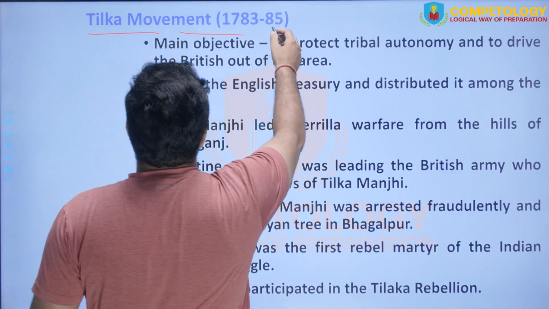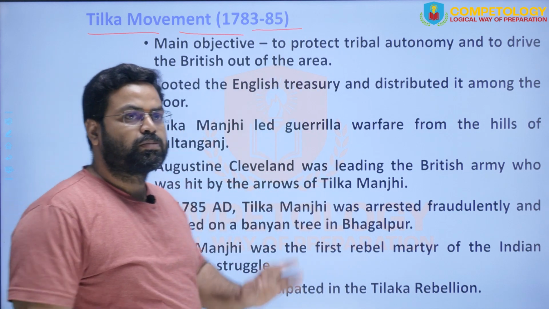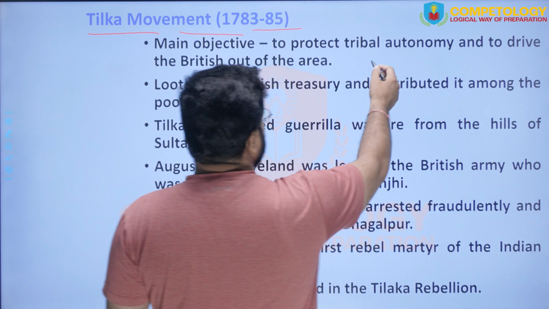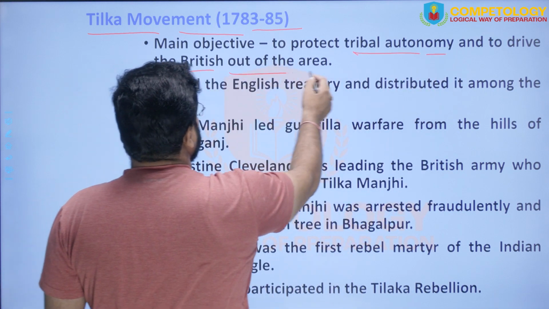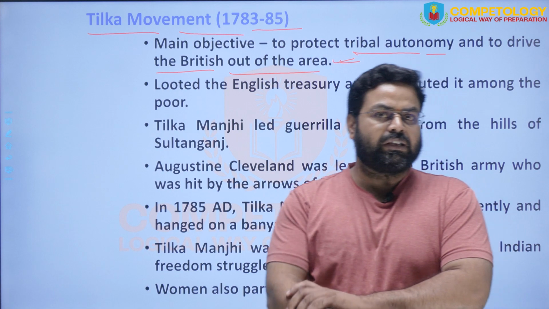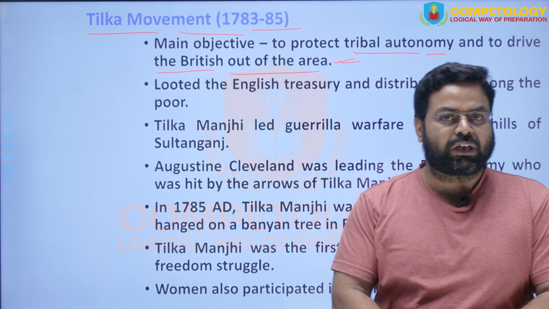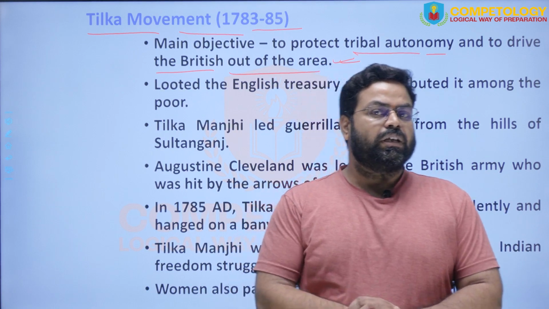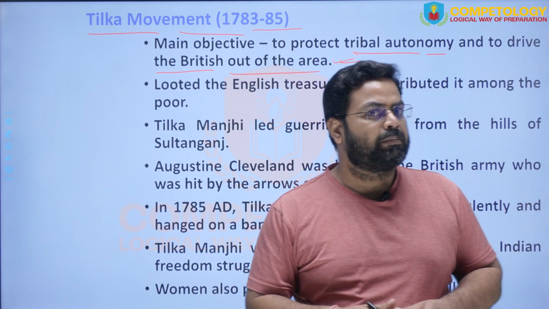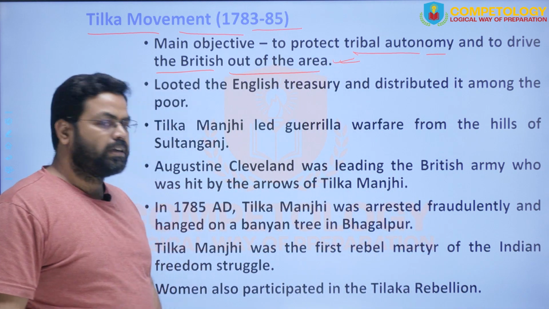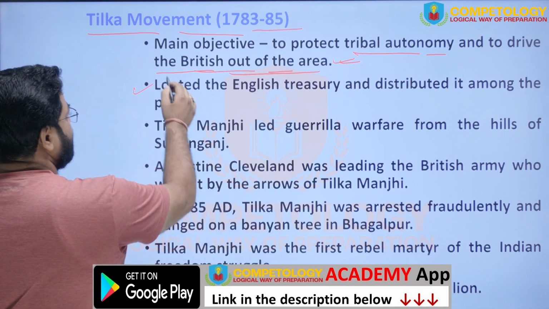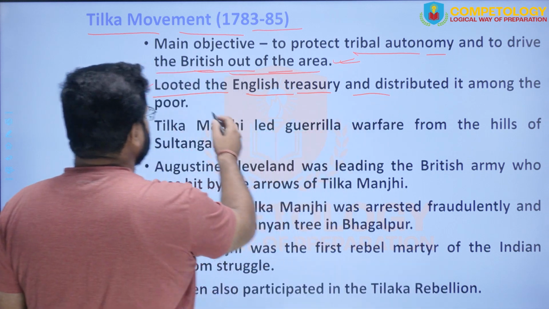Now come to the Tilka movement of 1783 to 1785. So this took place in the Santhal Pargana region, and here the main objective was to protect the tribal autonomy and to drive the Britishers out of their area. So basically, initially the Britishers were interfering in their traditional way of life. Thereafter they started to collect the land revenue forcefully. Thereafter they started to depose the tribals who were unable to pay the land revenue. So such kind of interferences were going on, and because of this the tribals revolted against the Britishers, right?